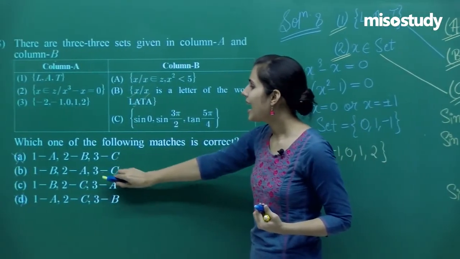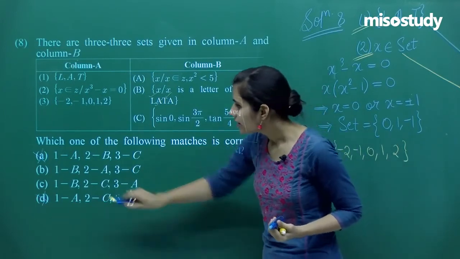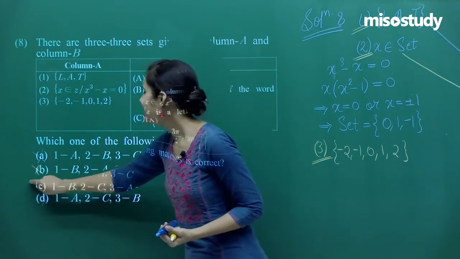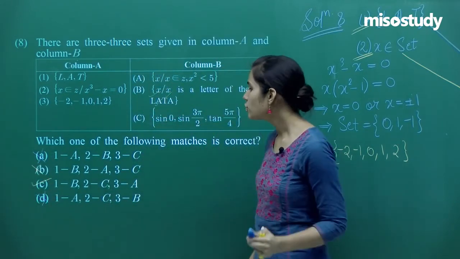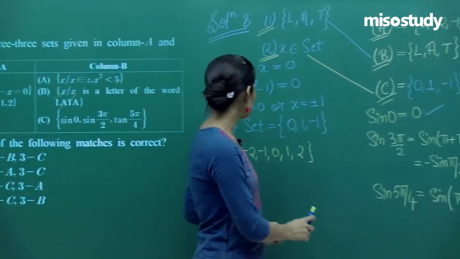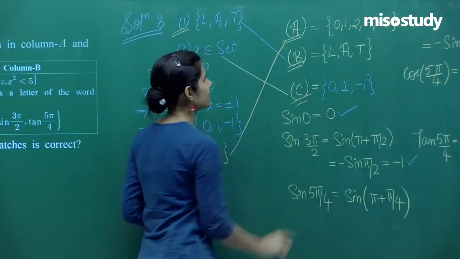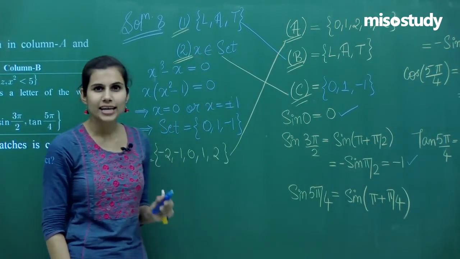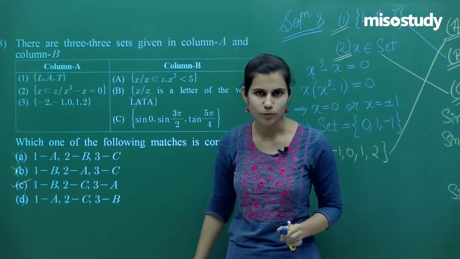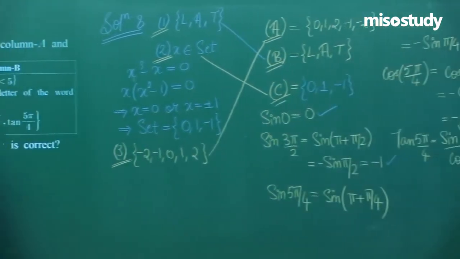Among B and C, who is taking 2 to C? The third option is taking 2 to C, and therefore B is also wrong and C is correct. If you want to verify completely, third will be getting matched to A, because the third set is this and first set is also this. This is how the matching happens here, and accordingly we have been able to mark the correct option. Note this down and be prepared for the next question.